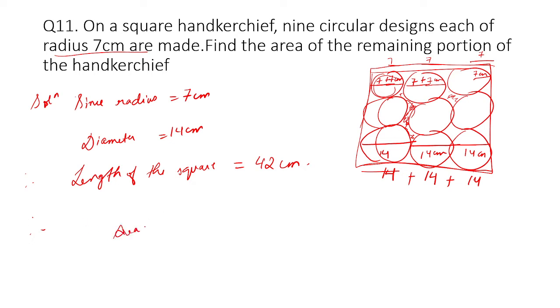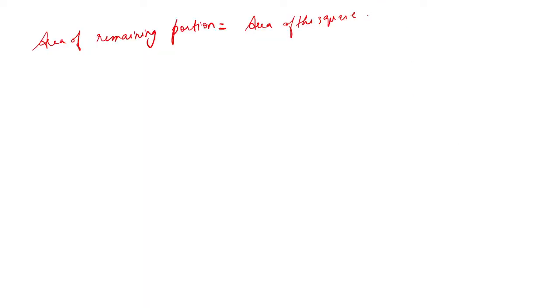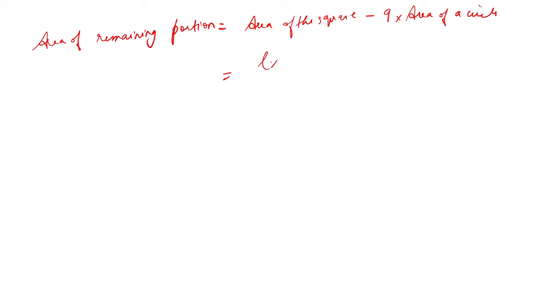Therefore, let's go to the next slide. Area of remaining portion is equal to area of the square. And how many circles do you see? 1 2 3 4 5 6 7 8 9. 9 circles. Subtract that with 9 circles, 9 times area of a circle. So for the area of a square, what is the side of the square? It's going to be 42 centimeter, right? So for the area of a square, formula is length into length minus 9 into pi r square.